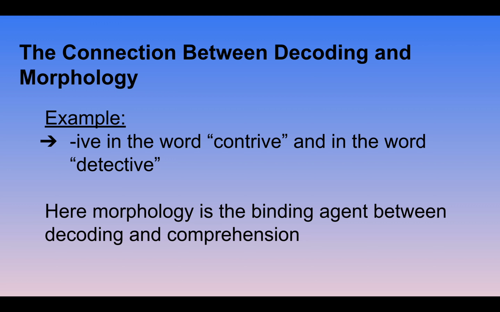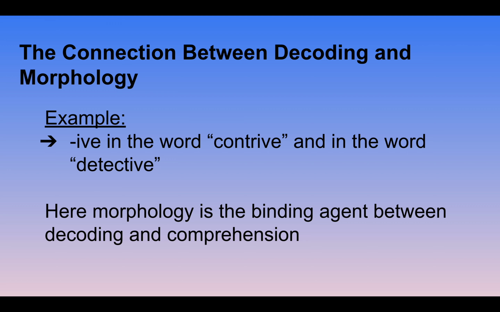So let's look at how decoding and morphology are connected. We'll look at the example -ive. So how do we pronounce -ive when we're decoding it as a unit? Is it "iv" or is it "ive"? How do we know? Well, in the word contrive, the e makes the i say its name. It's a long vowel, contrive. That's because the -ive does not have any morphological meaning in the word. It's just a part of the base word.